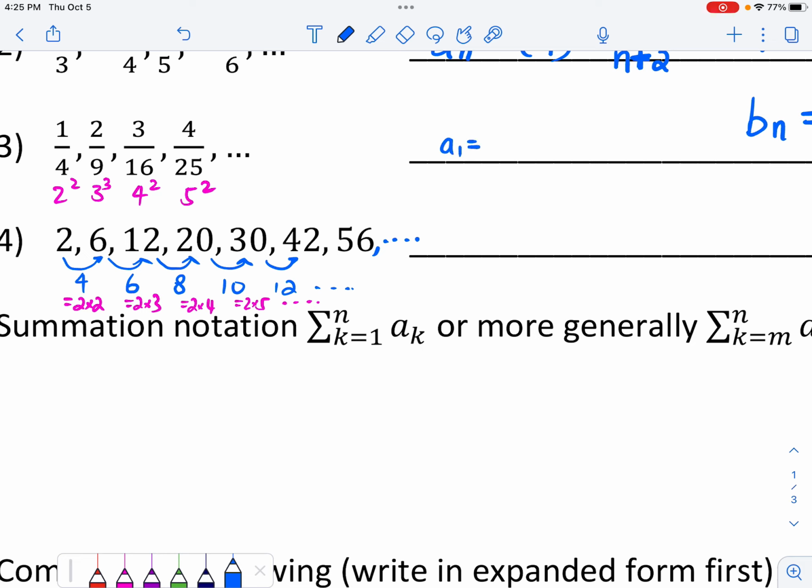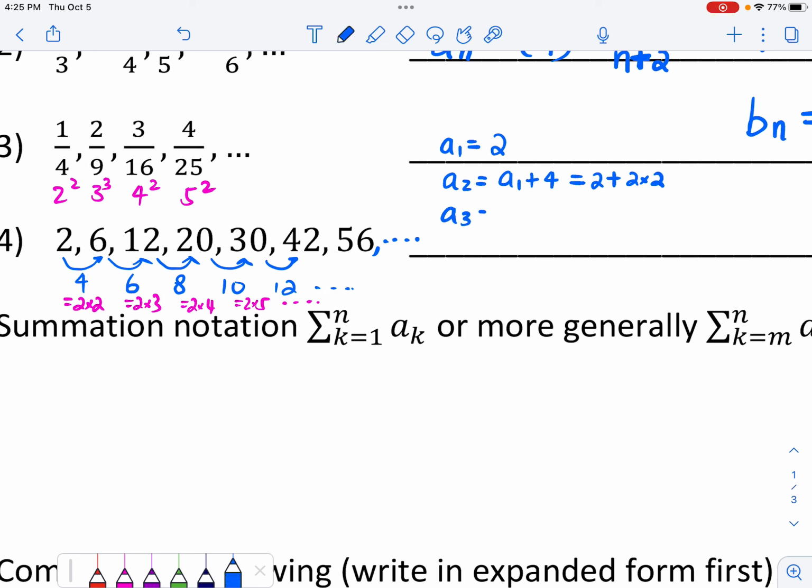A1 is actually the 2, right? And what is A2? If you add 4 to A1, then you get to A2, which is 6. So it's basically 2 plus 4, and 4 is 2 times 2. I rewrite the 4 as 2 times 2 because I see a pattern there.